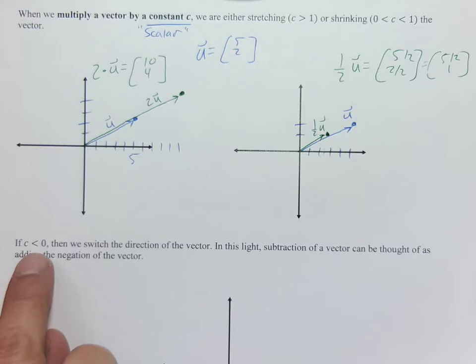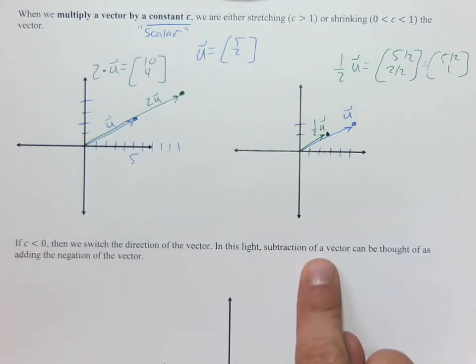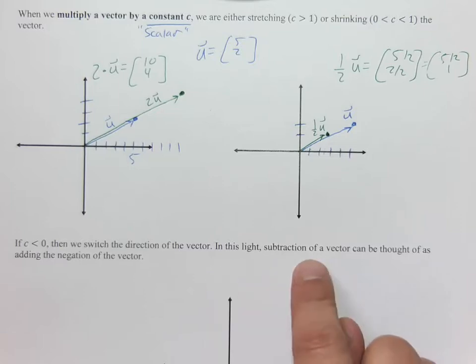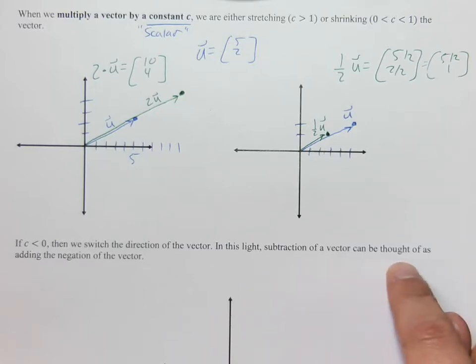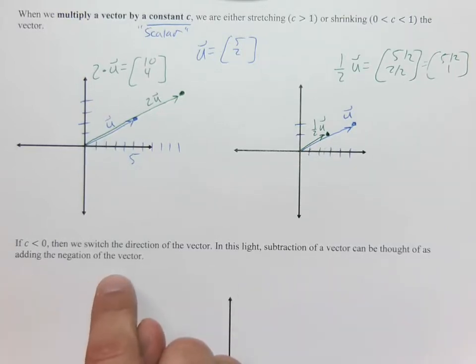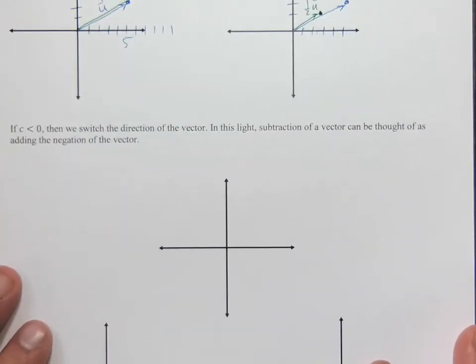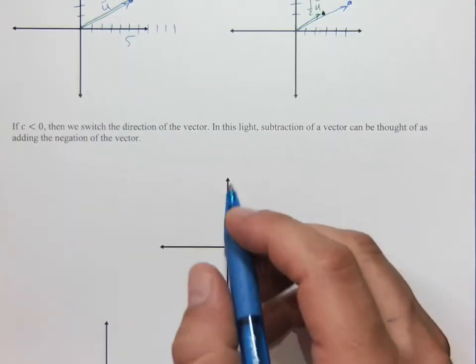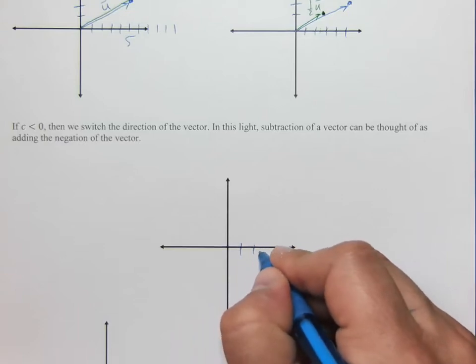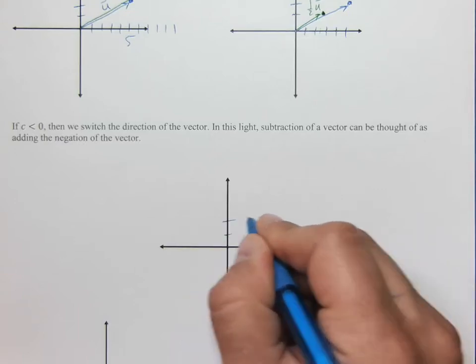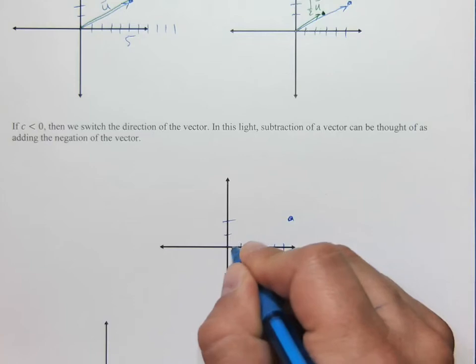If you multiply by a negative number, which is the next thing down here, it just switches the direction of the vector. In other words, subtraction of a vector can be thought of as adding the negative. We'll look at that in a second. First, let's do the same vector again. Let's redraw our vector (5, 2): 1, 2, 3, 4, 5, 2. Here's my vector u again.